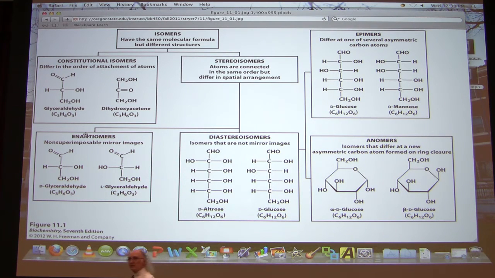Yes, sir. How come the D aldose has 7 oxygens instead of 6? Oh, that's a very good question. That's actually incorrect. I didn't even notice that. Obviously, the book didn't either. That should only be an H. Good eyes. I've stared at this, and I never noticed that before.